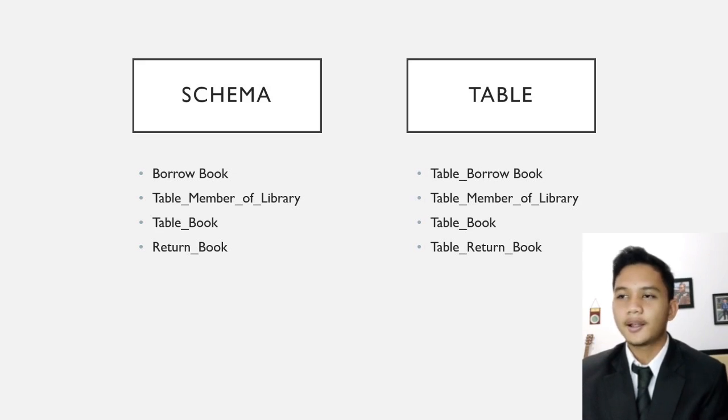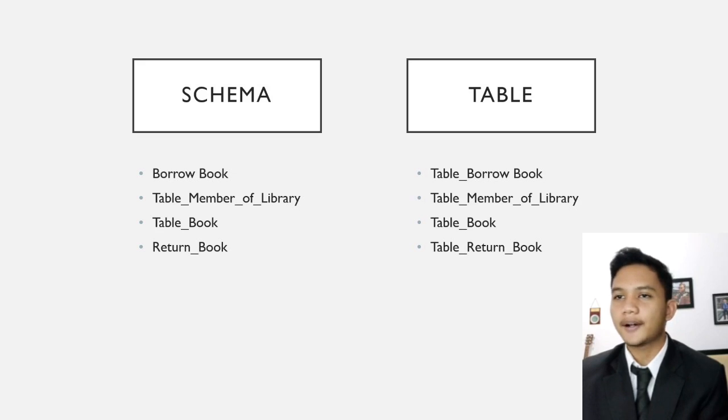And for the table we have 4 tables. There are table borrow book, and table borrow book contains ID borrow, ID member, book code, borrow date, return date, and then officer. And then table member of library. This table contains name, major, gender, address, ID member, and validity period.